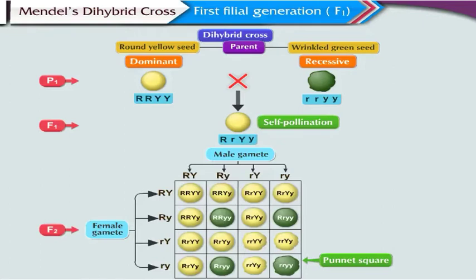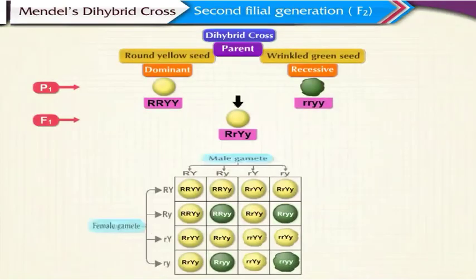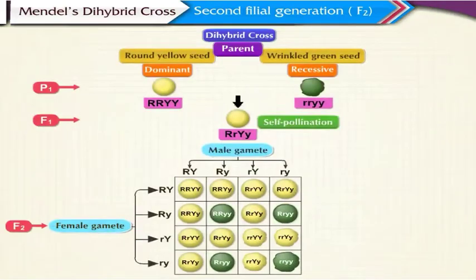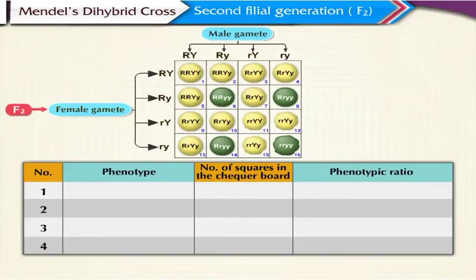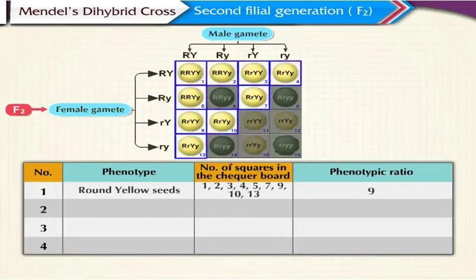Second filial generation, F2. Second filial generation F2 is formed through the selfing of F1 plants, resulting in 4 phenotype and 9 genotype combinations. First, let us determine the phenotype ratio. Round yellow phenotype of the seeds is observed in a total of 9 squares on the checkerboard. They are numbered 1, 2, 3, 4, 5, 7, 9, 10, and 13.